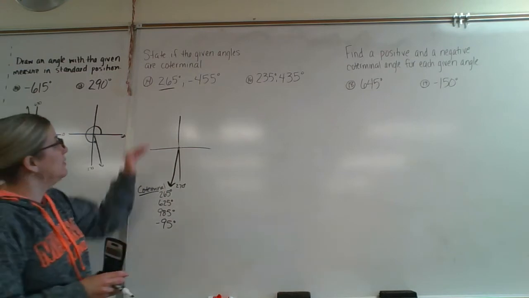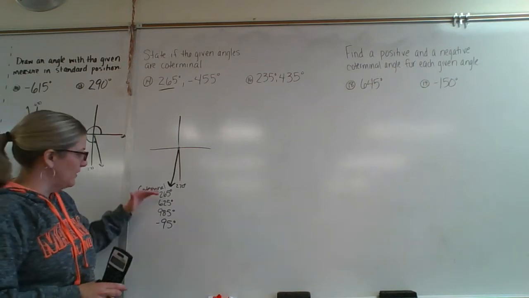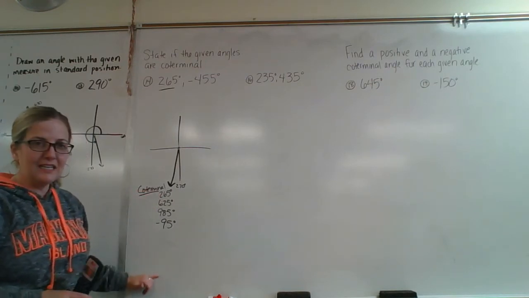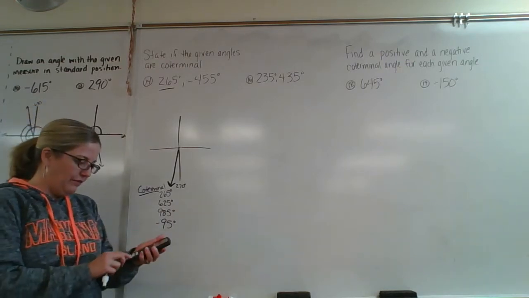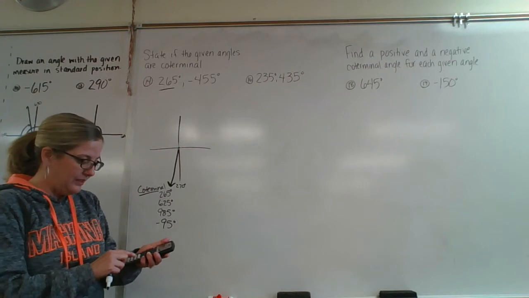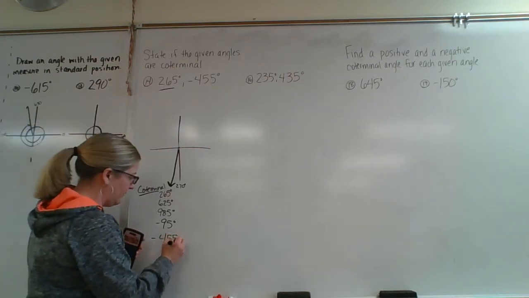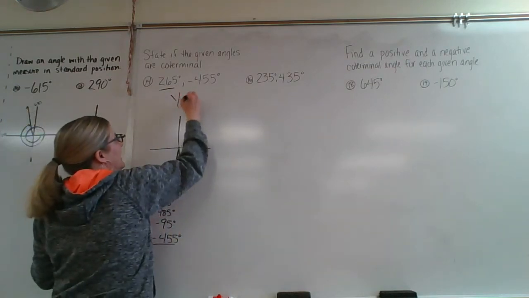Okay, so now what do I do? I want to know if negative 455 is coterminal. Well, let's look at my list. Oh, I got negative 95, but I'm not sure because I didn't get far enough in the negatives. What can I do? Let's take negative 95 and subtract 360 from it. And guess what I get? Negative 455 degrees. It's on my list. Check. The answer is yes.